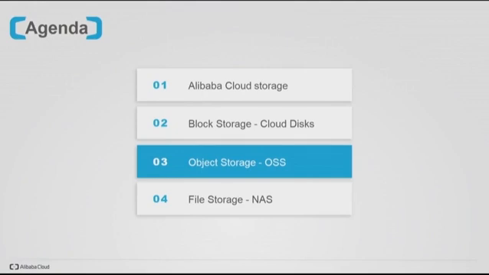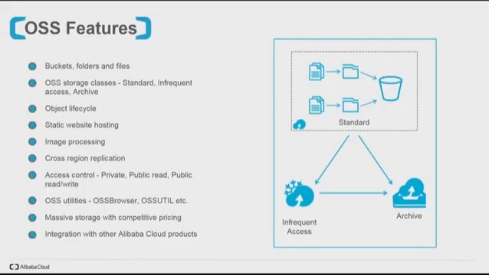So I'll move on to the next storage type, which is actually a very important part of our storage portfolio, the object storage, which is the OSS, Object Storage Service. The basic concept of OSS comprises buckets, folders and files. The way it works is you create your bucket in a region. So OSS is a regional product or feature.